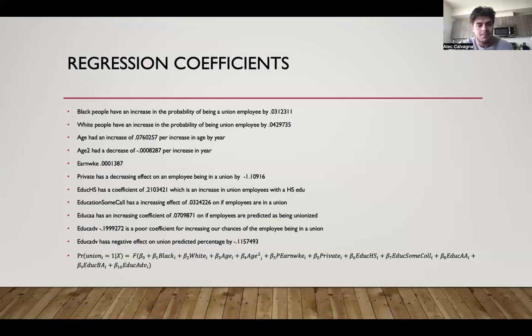So with that said, being a black person has a 0.031% chance of increasing the likelihood that a person is in a union. As a dummy variable is 0 or 1, if that's a 1, then we're adding to the constant's coefficient 0.031%, which is representative of the increase in percentage of that person being a union employee because they are black. And that goes for all of the coefficients.